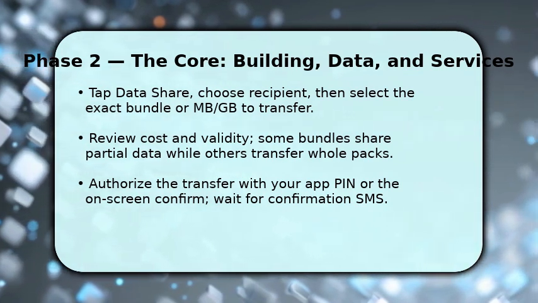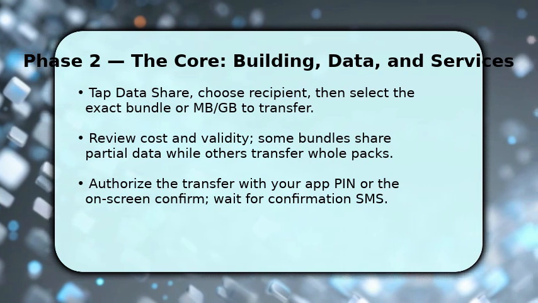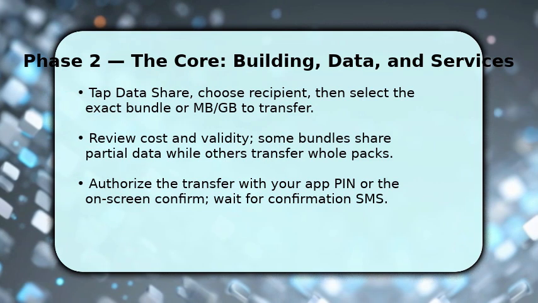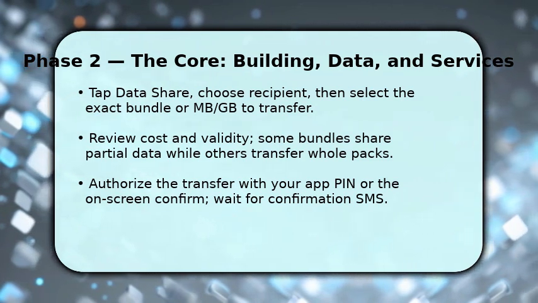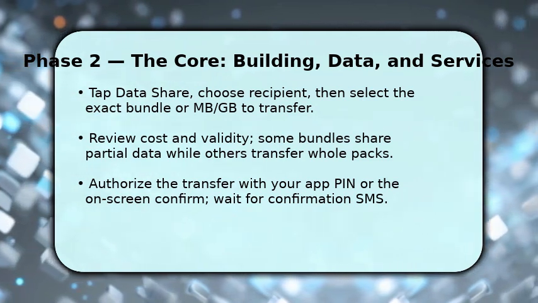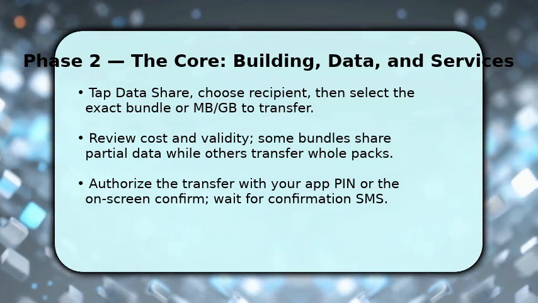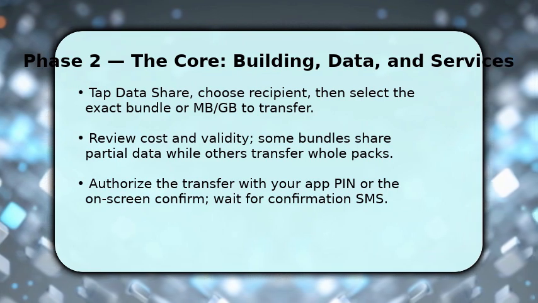Make sure the displayed recipient number is correct. Then authorize the transfer using your app PIN or biometric unlock if enabled. After you confirm, wait for the success SMS and a notification in the app. This proves the transfer completed and shows the new expiry details.